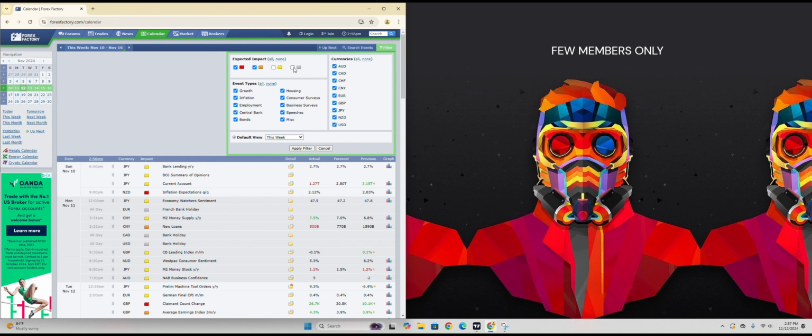The gray color impact is no impact. The yellow impact is minimal or low. Orange impact is medium impact, and red is high impact. So this is where my main focus is.